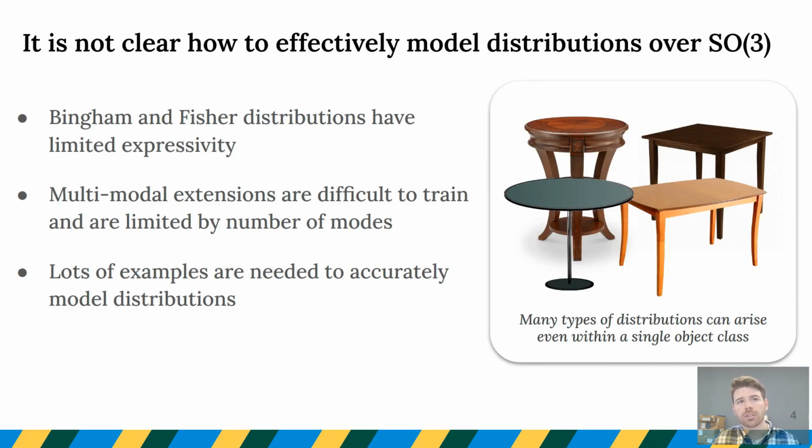Unfortunately, it is difficult to learn distributions over SO3. Bingham and Fisher distributions are simple to parameterize but lack expressivity. Extending to multimodal versions introduces training instability, and it is not always clear how many modes to include. For example, consider the range of object symmetries even within the class of tables shown on the right. And most importantly, lots of data is needed to fit distributions over a large space like SO3.